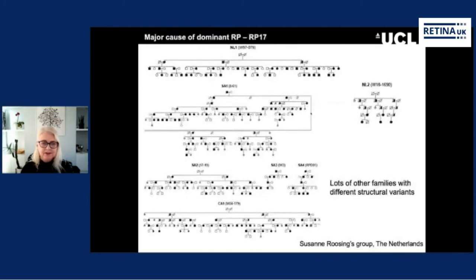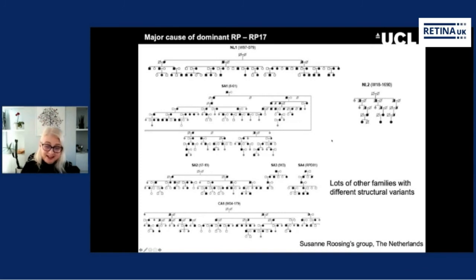And we were very fortunate to work with a wonderful group in the Netherlands, Suzanne Roosing's group, who were equally confounded by a family they had, the top family here from the Netherlands, a huge family with dominant RP. They couldn't find a change in a gene either. And they had a structural variant in their family in exactly the same spot as ours, but a different one. So we worked really closely with Suzanne and her amazing group in the Netherlands, and we were looking at families from all over the world.